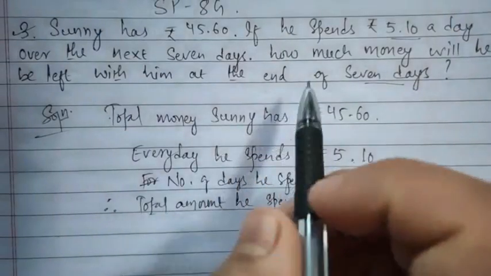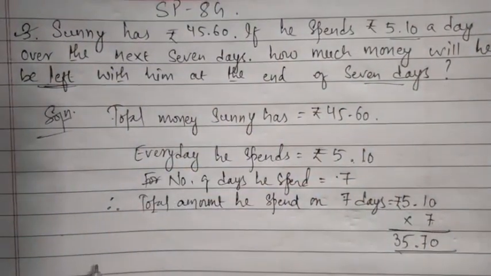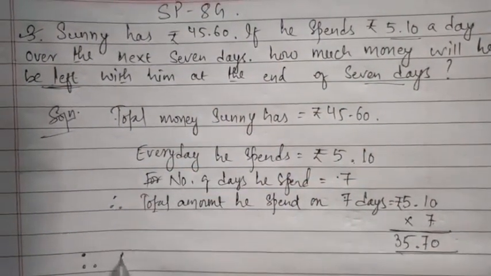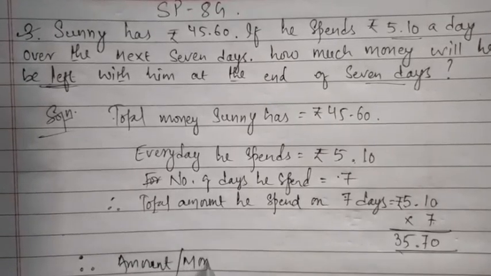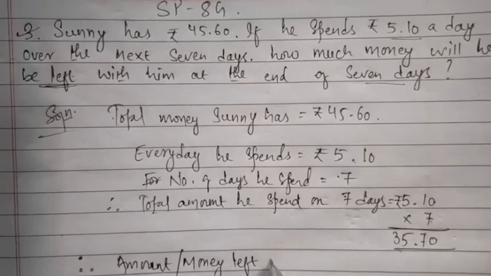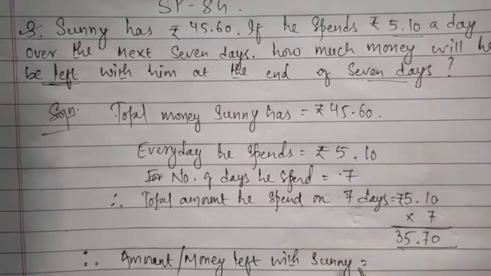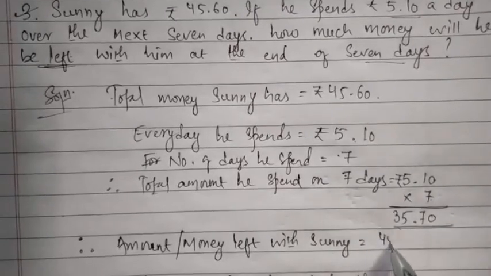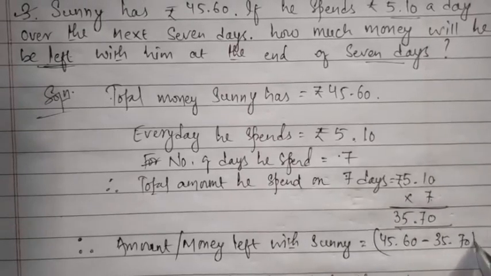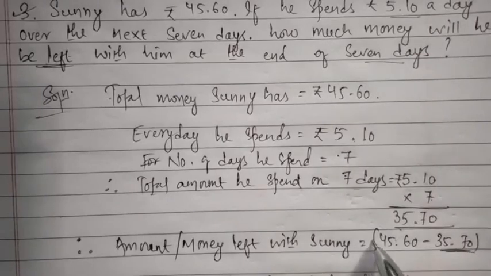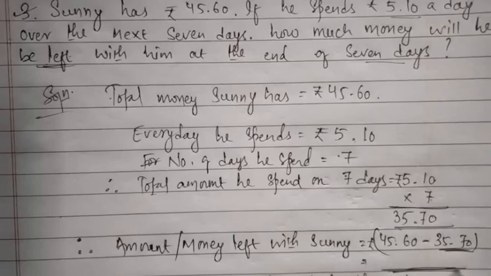Now they have asked how much money will be left. So you may write like this: therefore amount of money left with Sunny is equal to 45.60 minus 35.70, because this amount is already spent now. Whatever comes after doing the subtraction, that is the left out amount.